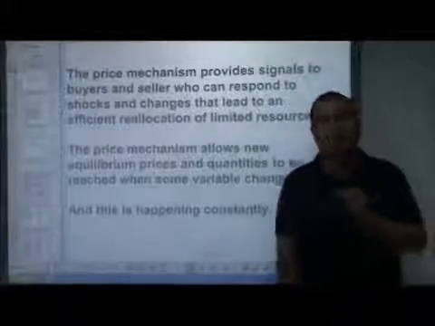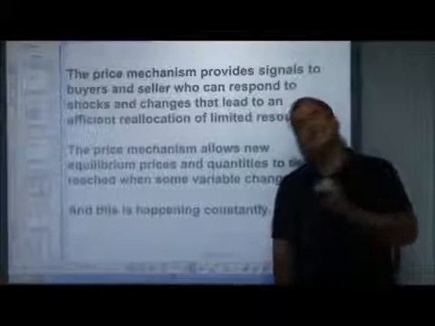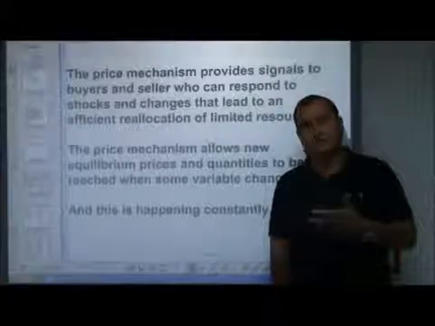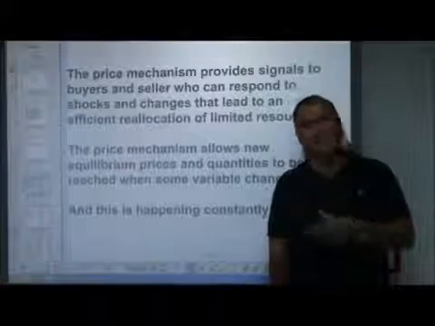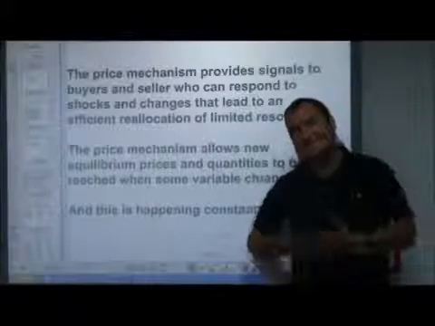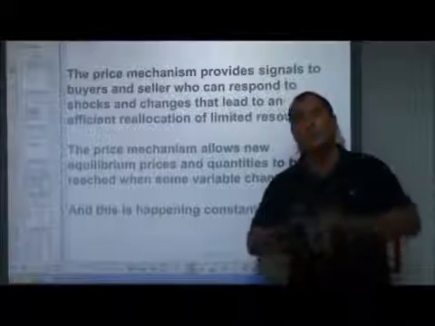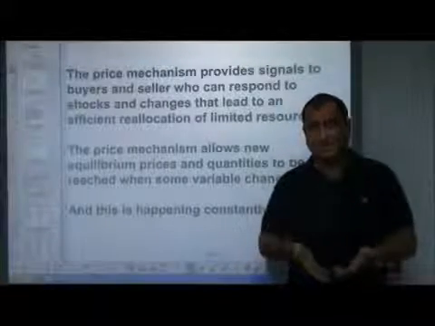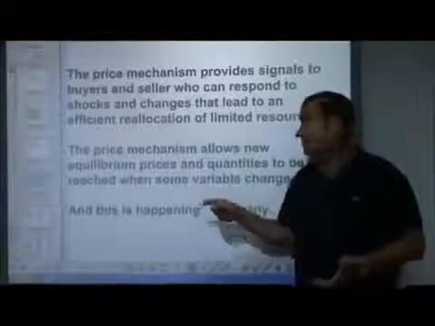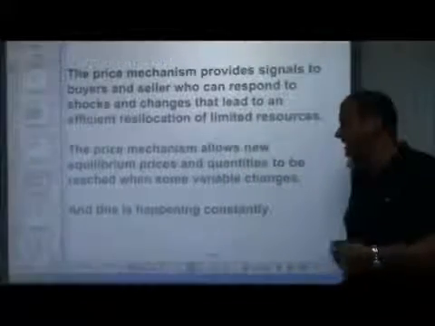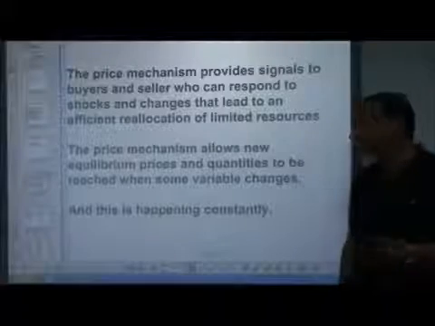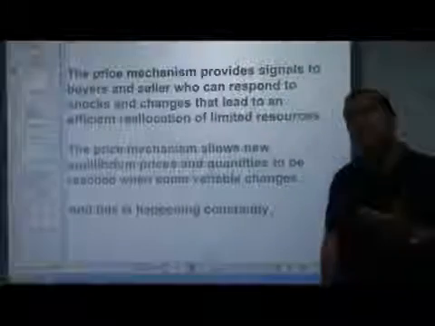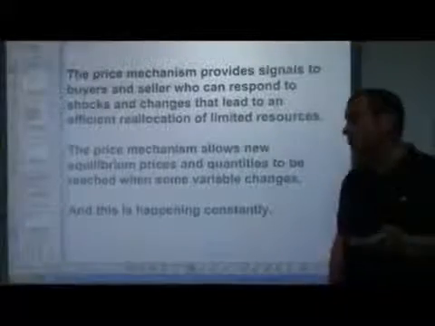When demand or supply changes, it is the market mechanism that alerts the demanders and the suppliers of what's changed and leads the market to the new best allocation of resources. It might be more, it might be less. We'll look at an example in a minute. The price mechanism allows new equilibrium prices and quantities to be reached when some variable changes, and it's happening constantly. It's happening all the time.